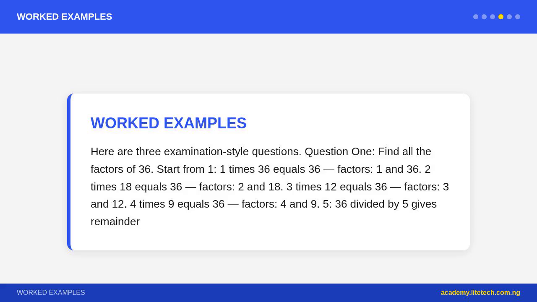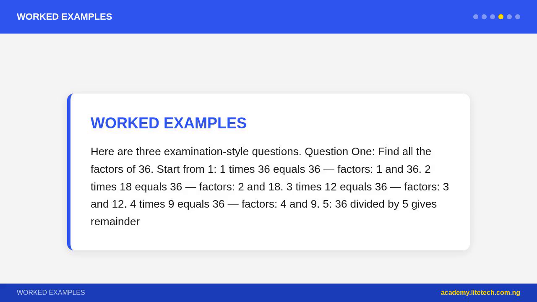5: 36 divided by 5 gives a remainder, not a factor. 6 times 6 equals 36, factor, 6. Stop here, we have reached the square root of 36. All factors of 36: 1, 2, 3, 4, 6, 9, 12, 18, 36. Count, 9 factors. Since 36 has more than 2 factors, it is a composite number.